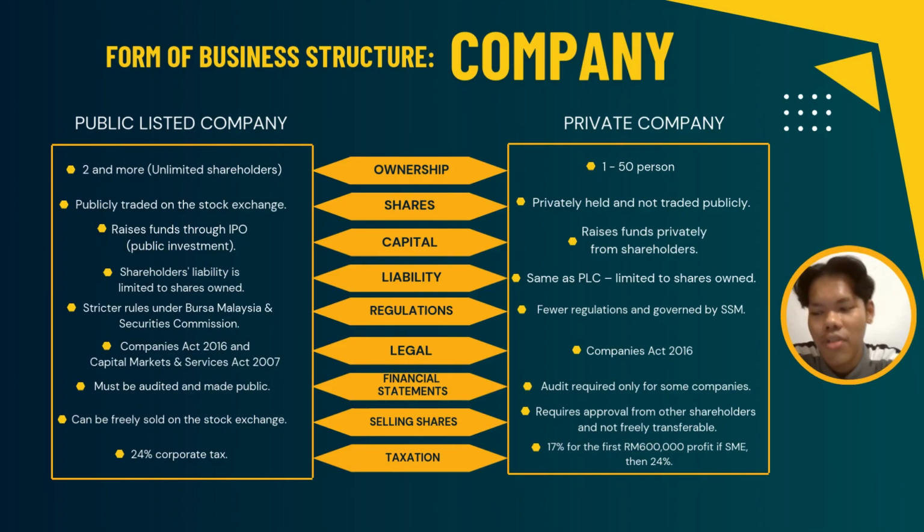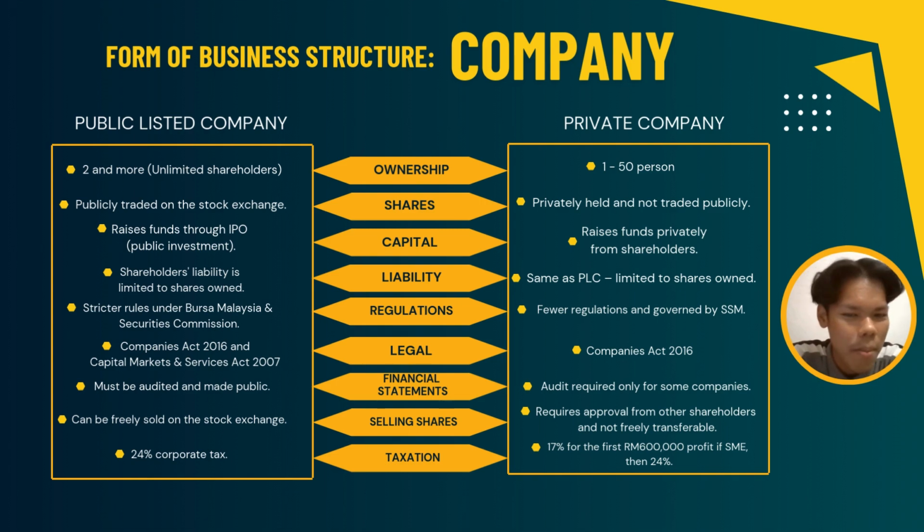Now, let's talk about liability. One key similarity between public listed companies and private companies is that both offer limited liability. This means that shareholders are only responsible for the amount they have invested and are not personally liable for company debts. Now, legal and regulatory requirements.